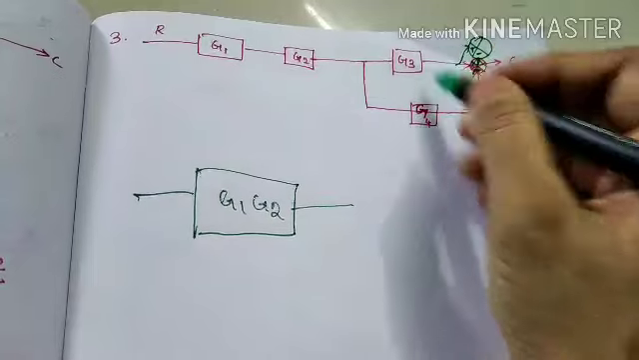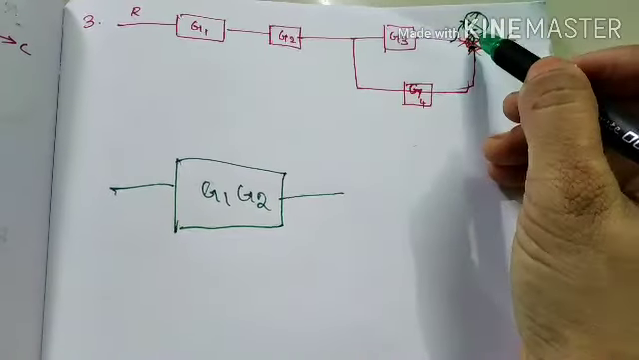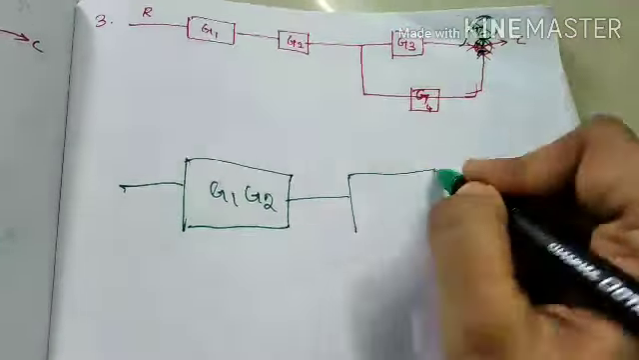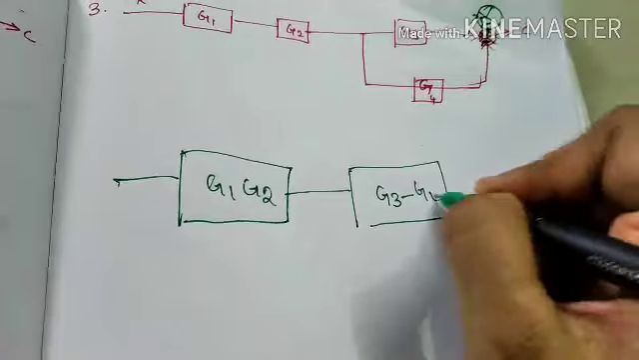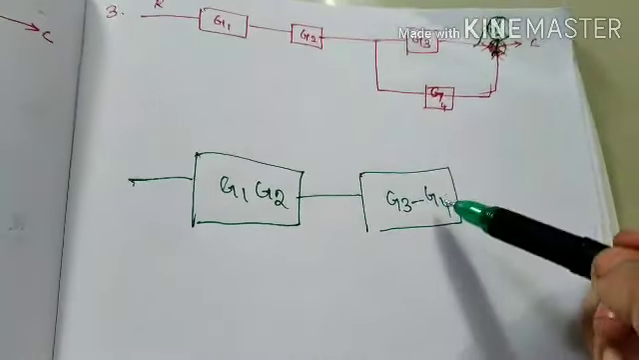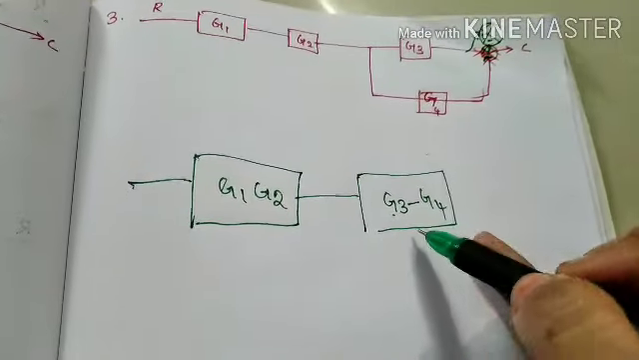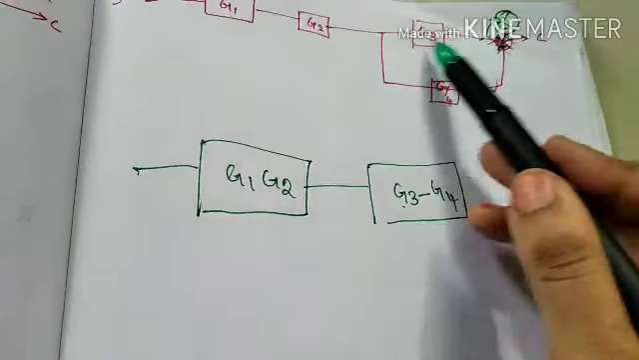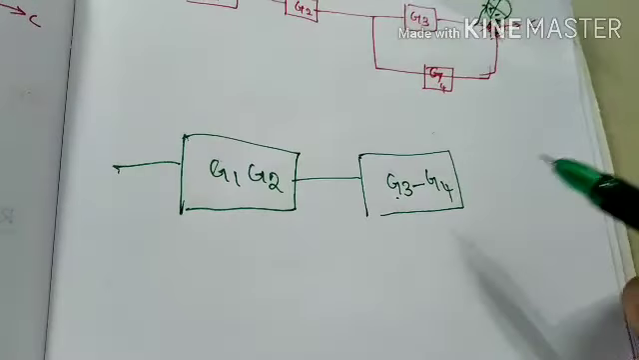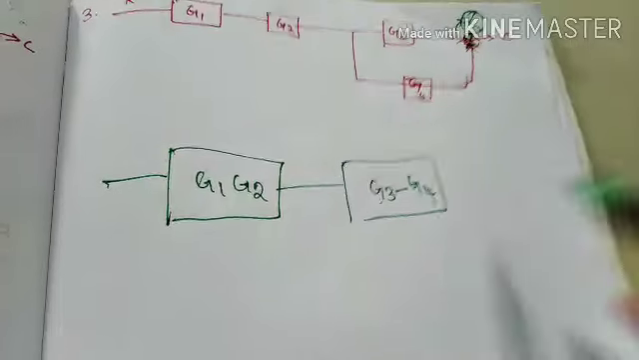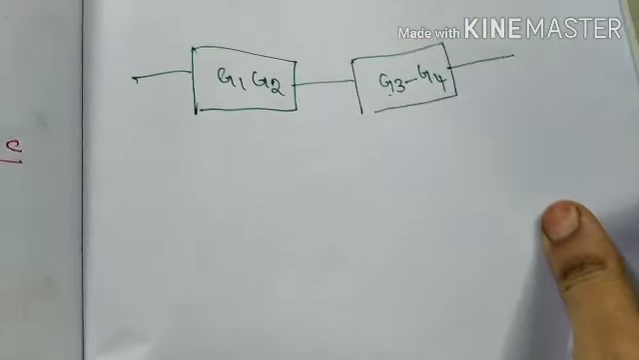Now say these two blocks are in parallel form, but it is connected with the negative sign. See carefully, this is a negative sign. So G3 minus G4. Don't change the variables, right? Don't change the gain values. G4 minus G3 is wrong. See, G3 is connected with a positive value and G4 is connected with a negative value. So G3 minus G4 is the correct flow, right? Don't confuse these two things.